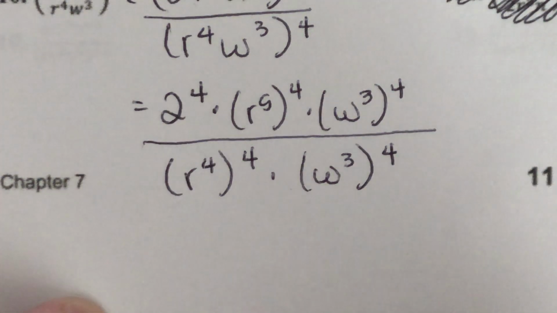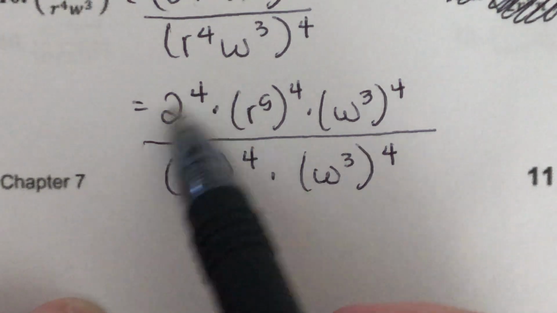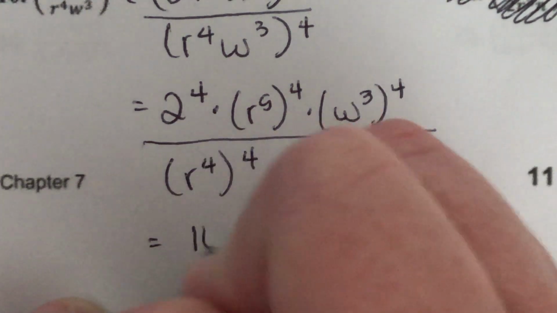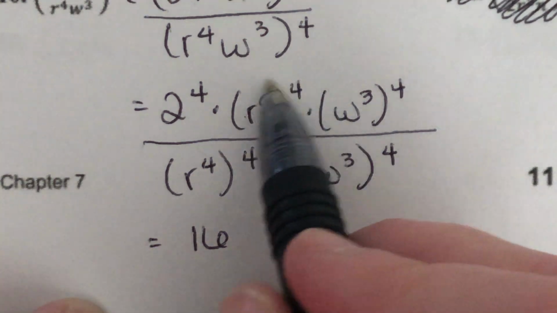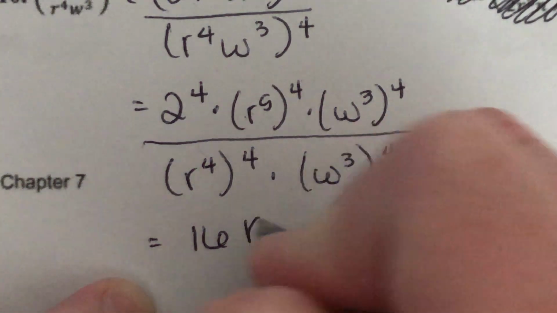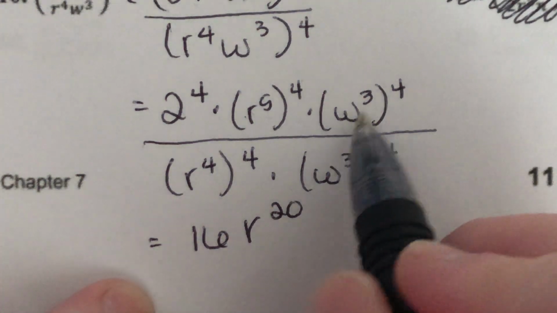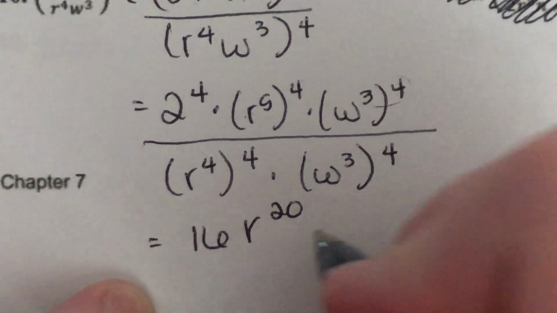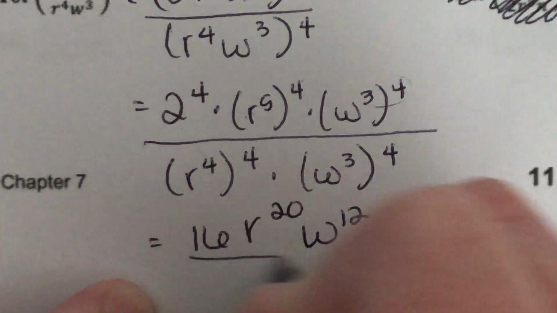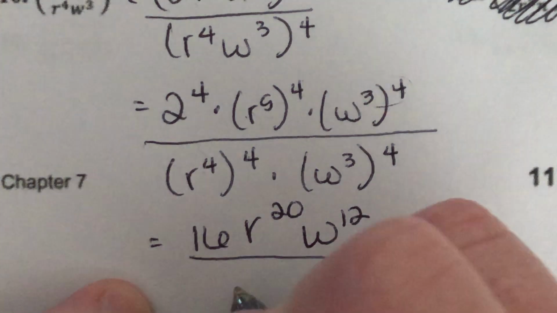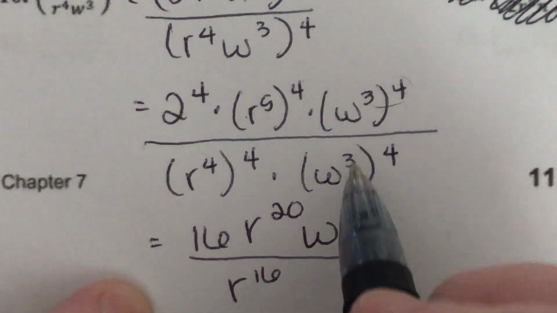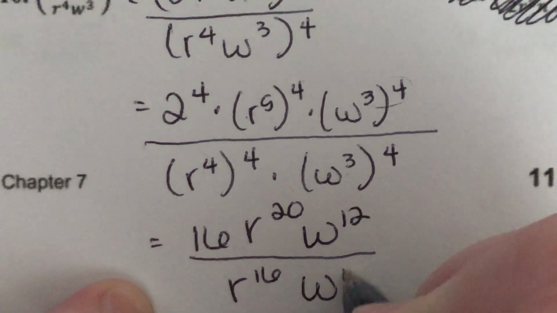All right, so 2 to the 4th means 2 times 2 times 2 times 2. 2 times 2 is 4. 4 times 2 is 8. 8 times 2 is 16. So this becomes 16. R to the 5th raised to the 4th, I multiply 5 times 4 and I get 20. W to the 3rd to the 4th, multiply that and I get 12. And then on the bottom, 4 times 4 is 16, so r to the 16th. 3 times 4 is 12, so w to the 12th.